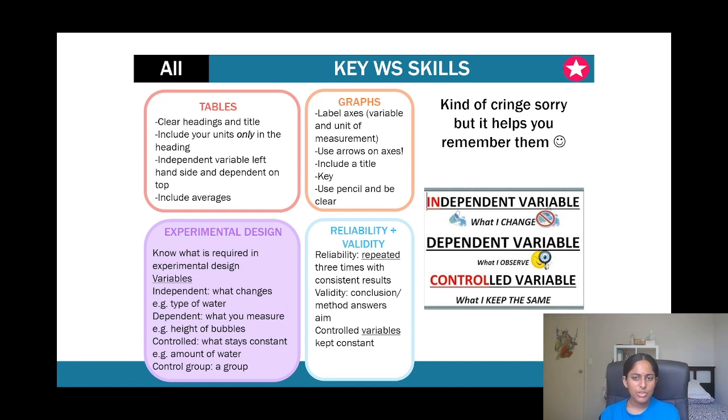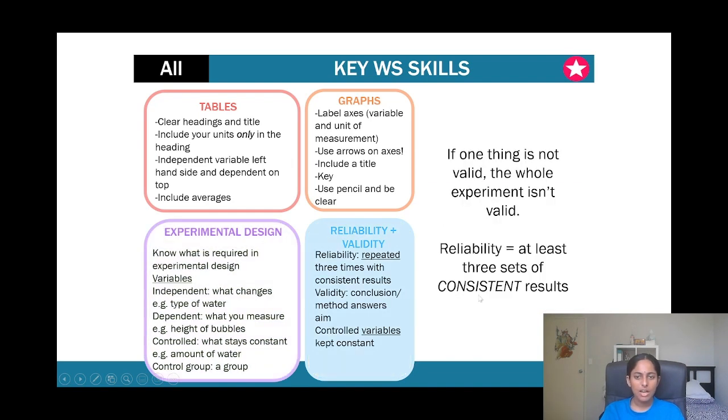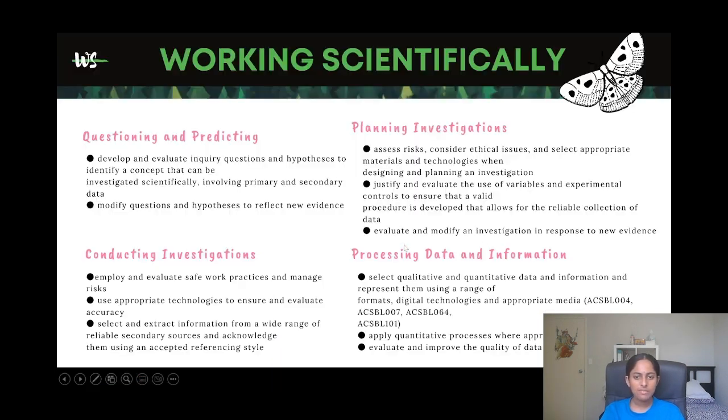I've already also talked about experimental design. So that's pretty much your independent, dependent, as well as your controlled variable. Your independent variable is what you change. Dependent variable is what you see after you have an independent variable present. And then finally, you have your controlled variable. So that's what you'll be keeping the same. And I've already explained this. That's fine.